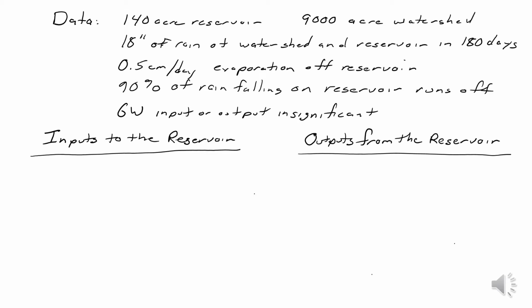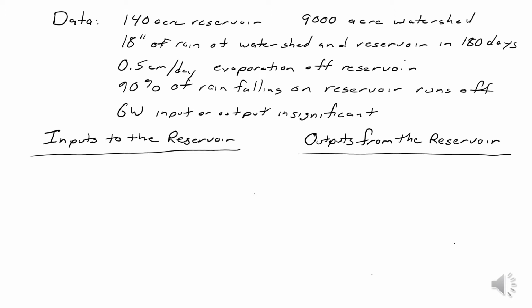Okay, are you guys ready to sort of march through this? All right, so I put the problem back up here in condensed form. We have a 140-acre reservoir, a 9,000-acre watershed. 18 inches of rain is going to fall on both the watershed and the reservoir, a foot and a half, over the next 180 days. At the same time, we're going to lose a half a centimeter a day to evaporation off the reservoir. Of that 18 inches that falls on the 9,000-acre watershed, 90% is going to end up in the reservoir. Only 10% is going to be lost. And we're assuming that the groundwater input or output is insignificant because of the granite rock that's surrounding the area.